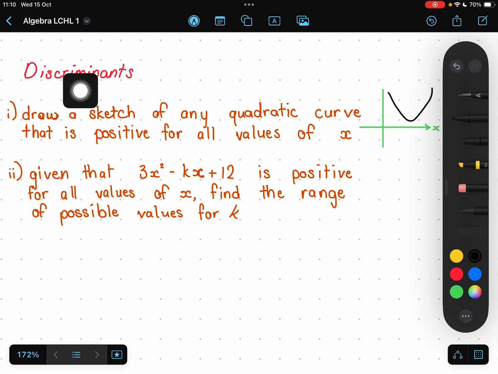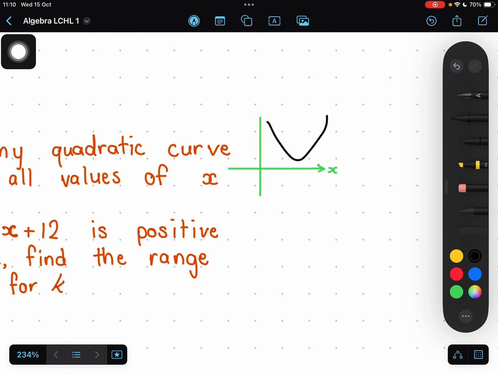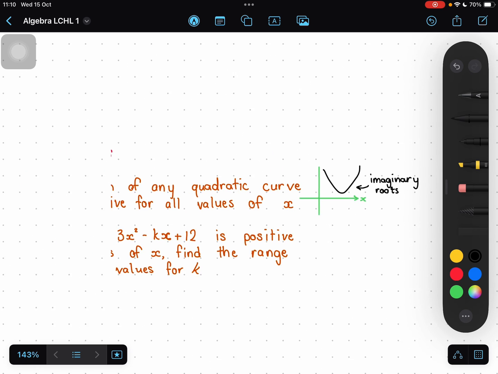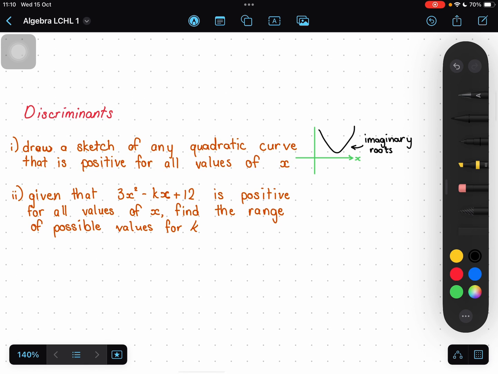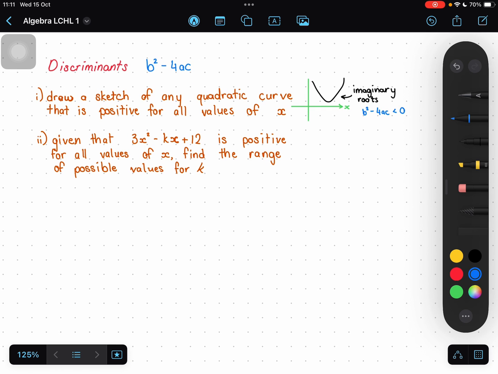What are the roots of this graph? Considering we're talking about discriminants, what roots does this graph have? Well, it doesn't actually cross the x-axis, so it has imaginary roots. Just considering we're talking about the discriminant, the part underneath the square root of the minus b formula, my b squared minus 4ac. Because it's imaginary roots, my b squared minus 4ac would be less than 0. That's what our discriminant would show.